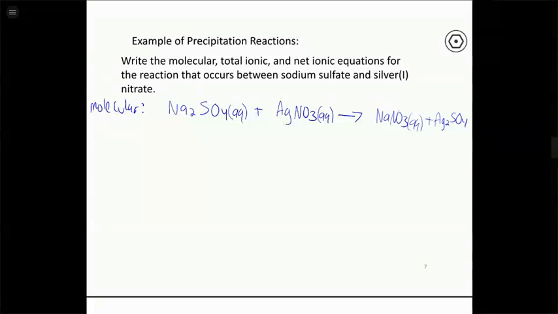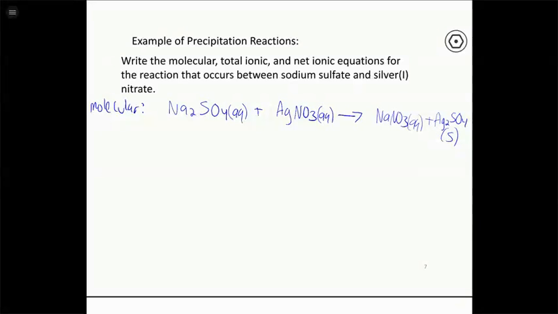And then this one here, it's a silver compound. Most silver 1 compounds are insoluble unless they're paired with nitrate, perchlorate, or acetate. So this is going to be our precipitate solid. So again, look for things like silver and lead because those are usually going to be involved in forming the precipitate. So the silver compound here is the precipitate, the solid.